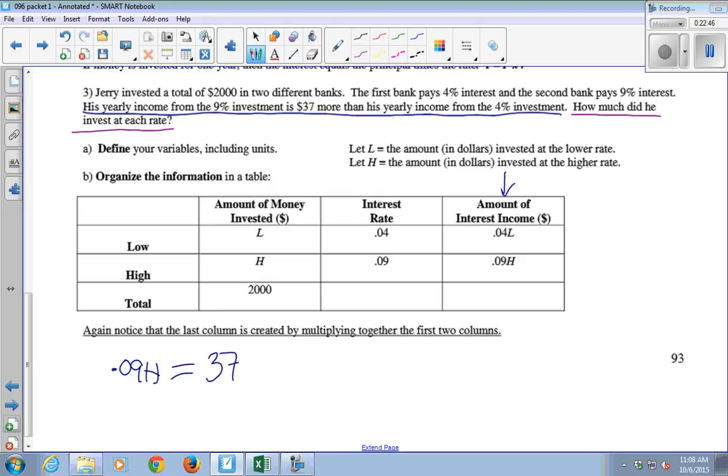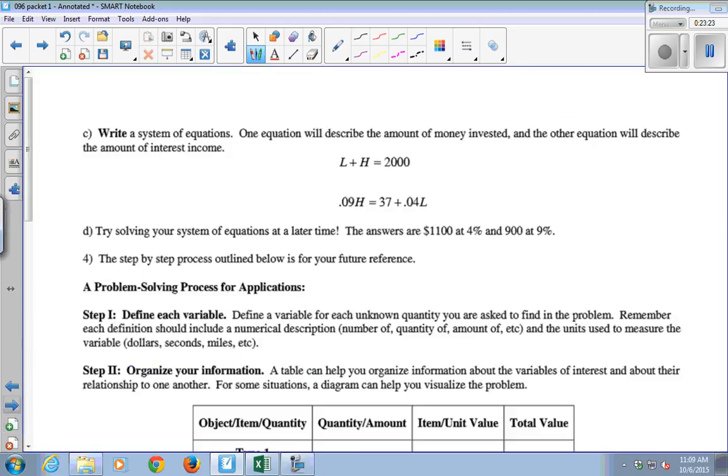$37 more than, what mathematical symbol should I use for more than? Plus. More than his yearly income from the 4% investment, which is 0.04L. So that's the second equation. 0.09H equals 37 plus 0.04L. So I just translated, phrase for phrase, the sentence they gave me into symbols. That's what you're going to be doing. L plus H equals 2,000, because the amount he put into the low investment plus the high investment, he invested a total of $2,000.